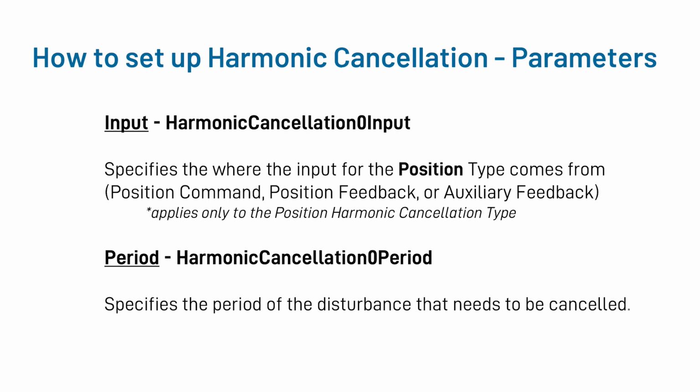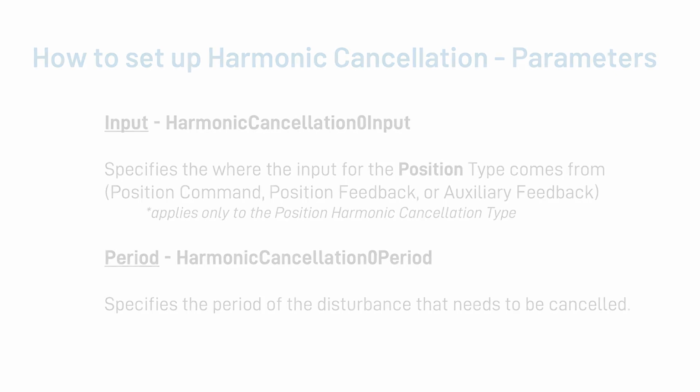If you are setting up the position type, you will need to set up both the period and the input parameters. For the period parameter, you will enter the period of the signal in encoder counts. So essentially, when used with the frequency type, your period will be the period of the signal you cancel in seconds, but while you are using the position type, your period will be the period in encoder counts.